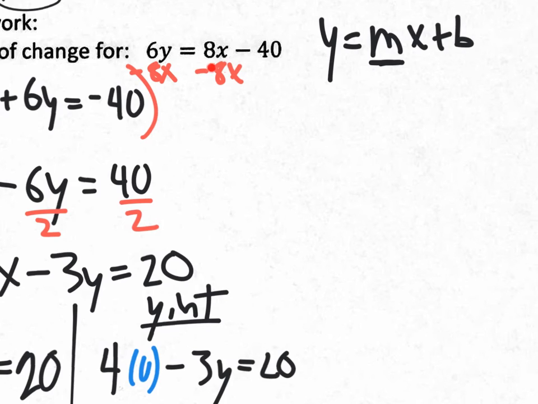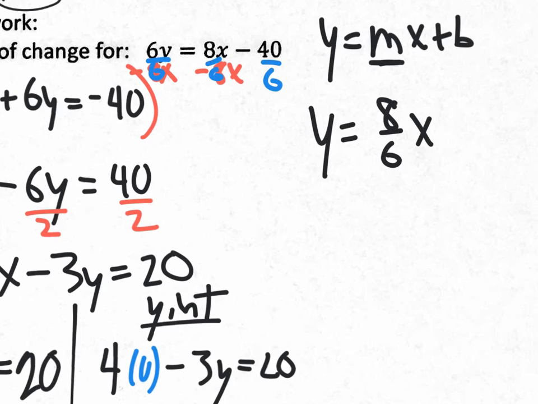And if you look at this original equation, it's almost in slope-intercept form. All I need to do is get rid of that 6. So what could I do? Divide everything by 6. So I could divide this by 6, divide that by 6, that by 6, and I will get y equals 8 over 6x, and then minus 40 over 6. Who cares? I'm going to leave it like that, 40 over 6.